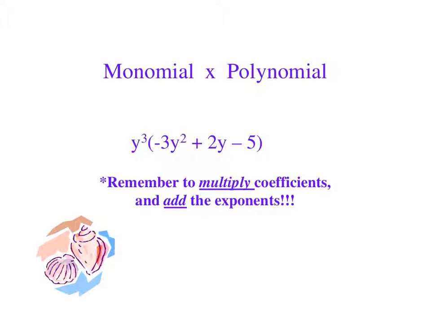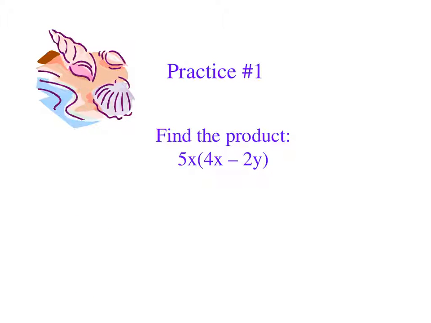So, first of all, remember our product rules. You multiply the coefficients and you add the exponents. So, we're going to find the product right here. We're going to distribute, multiply your coefficients, rewrite your base, add your exponents. Then we're going to distribute that 5 to the 2y. Multiply your coefficients. Negative times positive is a negative, and I have 1x and 1y.